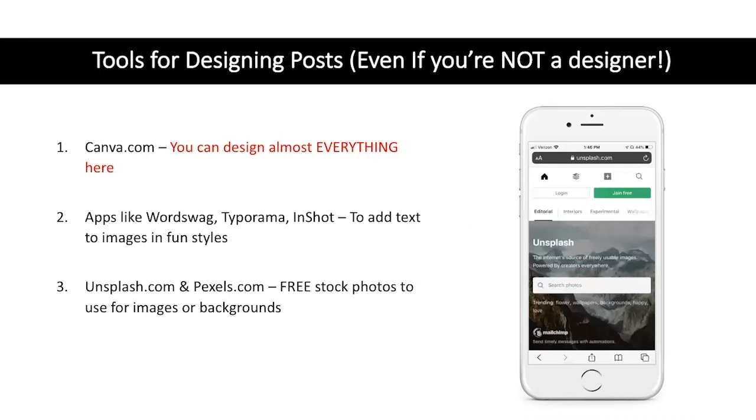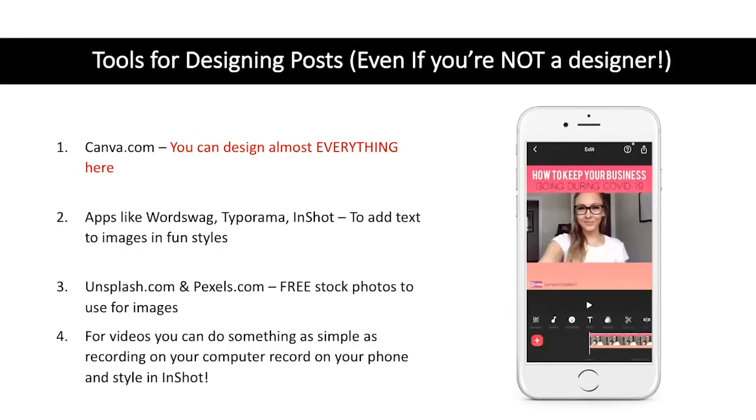Next, we have Unsplash and Pexels. So if you need free stock photos, I don't typically recommend stock photos unless it's the background of something or it pulls it from a blog post, just because personal pictures are going to do better. But if you do need some stock photos, there are places like Unsplash and Pexels, and they offer it for free. You can get stock photos, I think for $1 in Canva. And I know that WordSwag and Typorama, they have a few options if you need them as well.